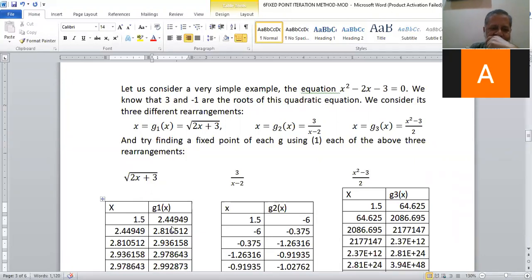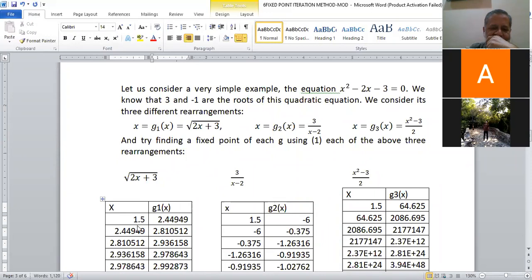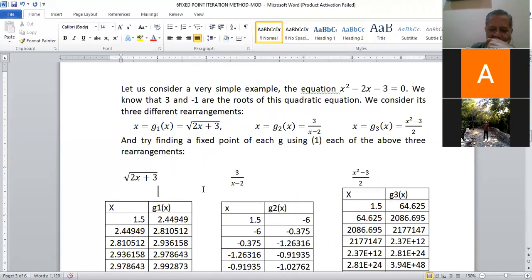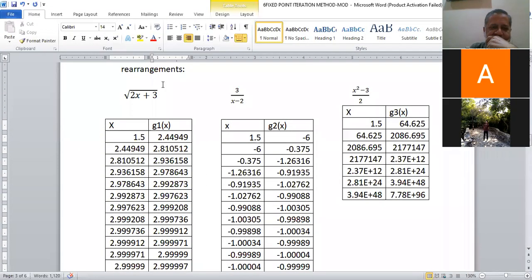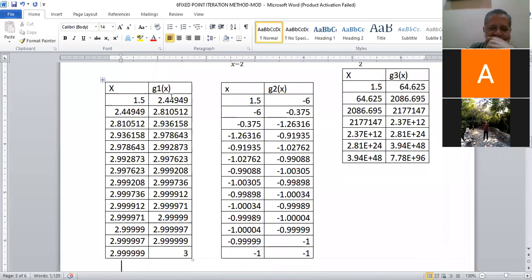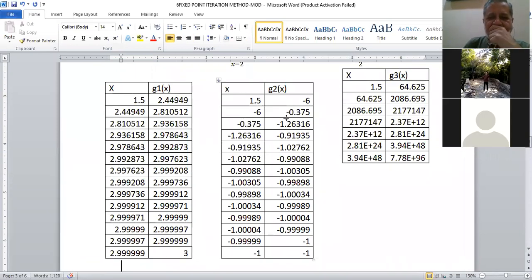So every g value that we consider for any x value becomes the next x value. And in this process, we note that this rearrangement is converging to 3, which is a root. Similarly, this converges to -1, which is also a root, but the next diverges and it does not give me any root.